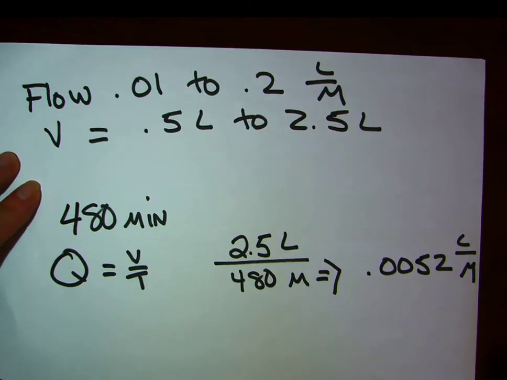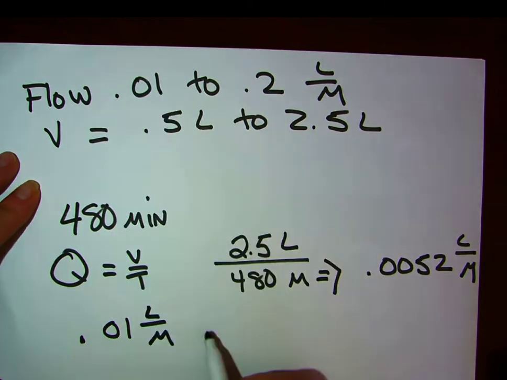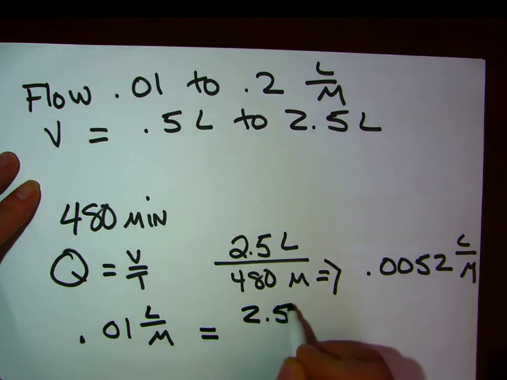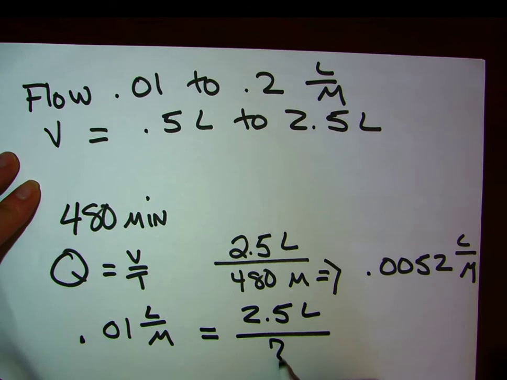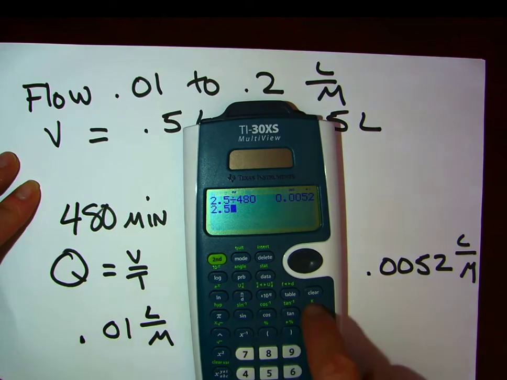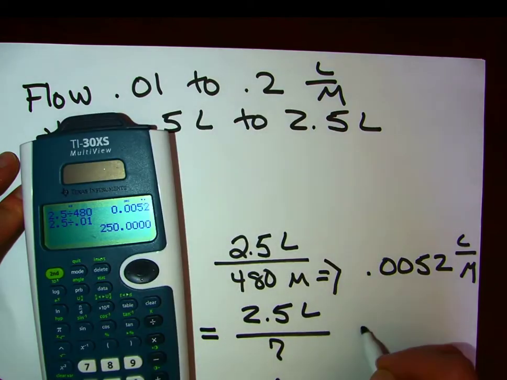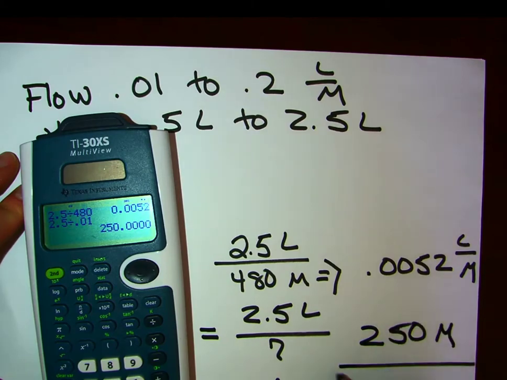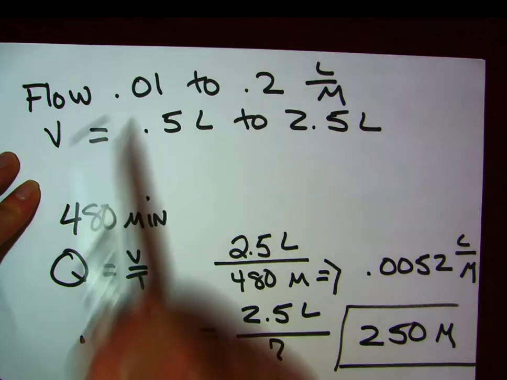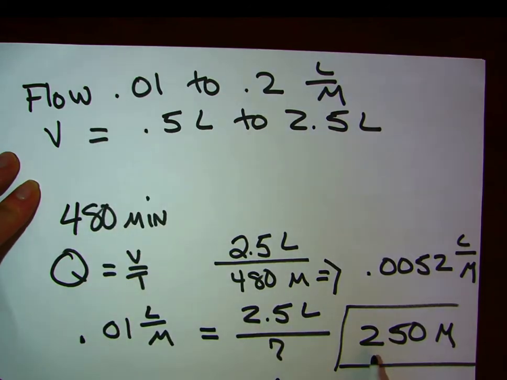Well then, what's the maximum amount of time that we can run for? Well, we can figure that out too. So our minimum sample flow rate is 0.01 liters per minute. This is our lowest flow. We don't want to exceed 2.5 liters. And now we're going to solve for time. Using the minimum flow rate, if we sample for 250 minutes, we will not exceed our sample volume.